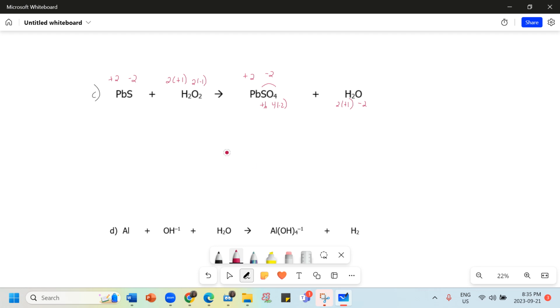So we want to scan the reaction to see what has changed. And we can see that the sulfur has changed here from -2 to +6. So the first thing we want to do is check that it doesn't appear anywhere else, and it doesn't. And then also check that it's balanced, which it is, 1, 1.